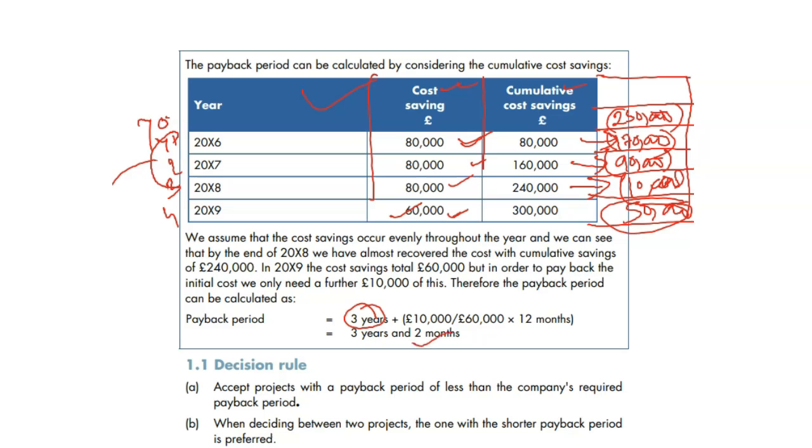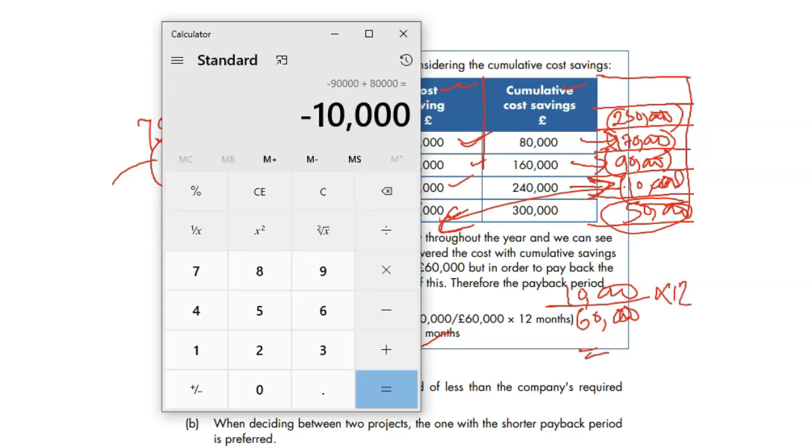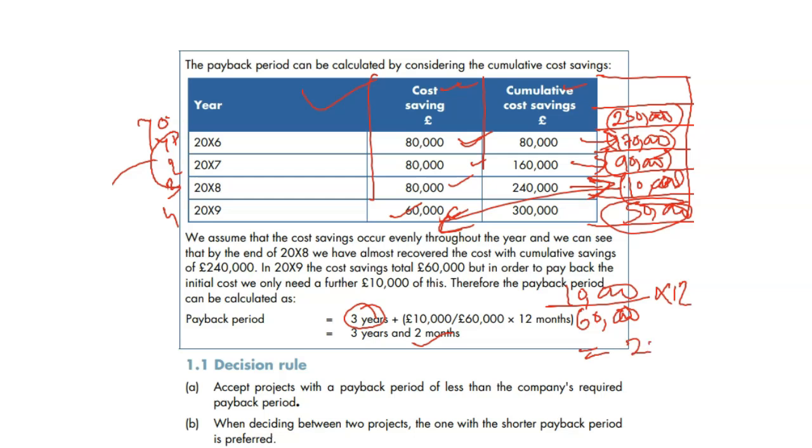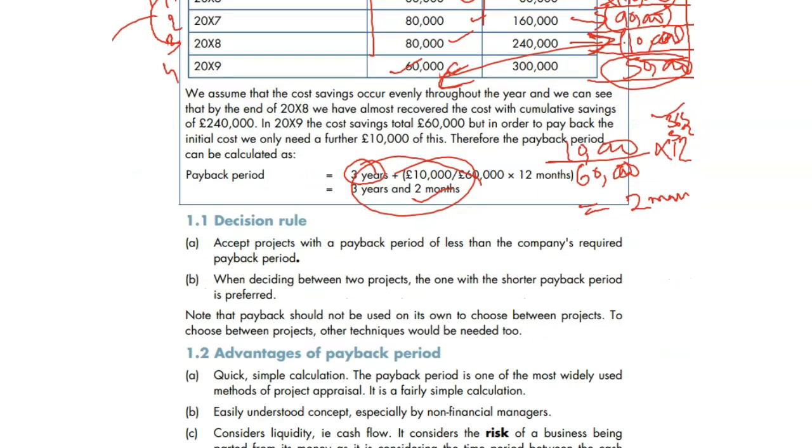We do negative over positive. This is the way of doing it. Follow this arrow. Negative 10,000 over positive 60,000 times the months you want to know, times 12 months, you should get 2. Let me do it on the screen. 10 over 60 times 12, you get exactly 2. This is months. If you had multiplied by 365, you would get it in terms of days, or 52 in terms of weeks. So 3 years, 2 months is your payback period.